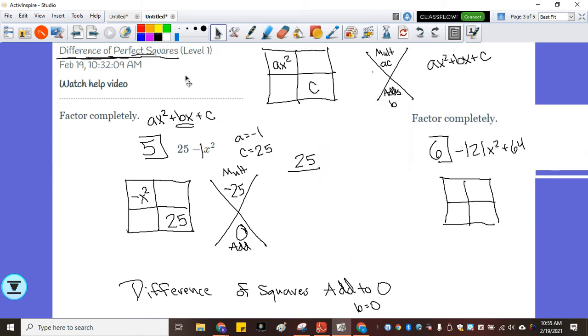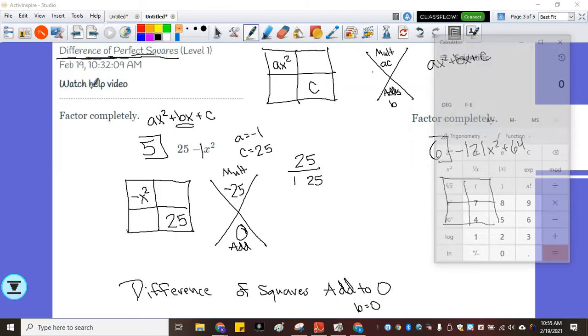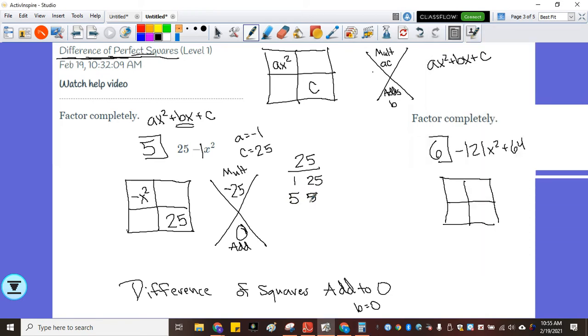So it multiplies to 25. If you don't know, this is when you take your calculator out and do 25 divided by 1. 25 divided by 2. Decimal. 25 divided by 3. Decimal. 25 divided by 4. Decimal. 25 divided by 5. Oops. 5. So 5 and 5.